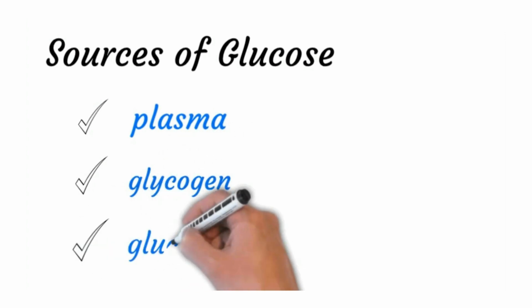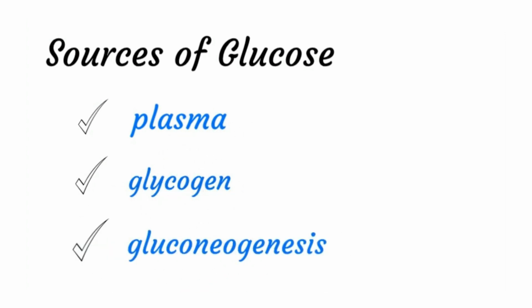Okay, let's review some sources of glucose that will be used to make ATP. Our blood plasma contains glucose, and that is our first primary source of glucose to make ATP. Glycogen is the storage form of glucose. We find glycogen primarily in muscle cells and in the liver. Glycogen can be broken down via the process of glycogenolysis to put more glucose into the blood to increase our blood glucose levels. And then gluconeogenesis is the production of glucose from non-carbohydrate precursors, which we'll discuss in detail.